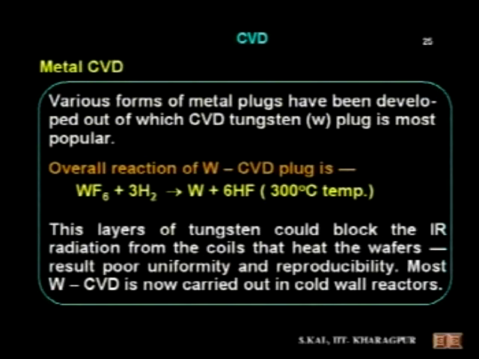Okay, so for that reason, people have tried cold wall reactor systems. In order to avoid that problem, nowadays tungsten CVD is carried out in cold wall reactors. You know what cold wall reactors are and what their advantage is. I am not mentioning those advantages again. So now, there are other points on metal CVD.